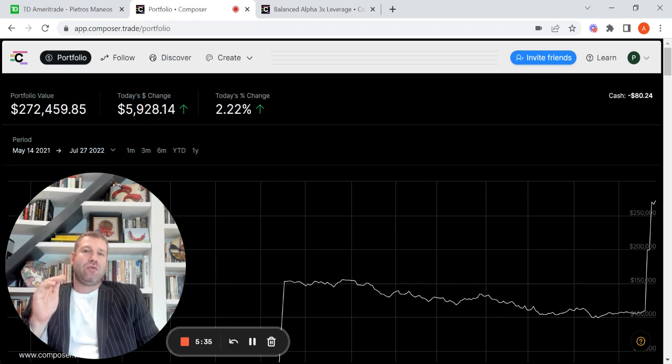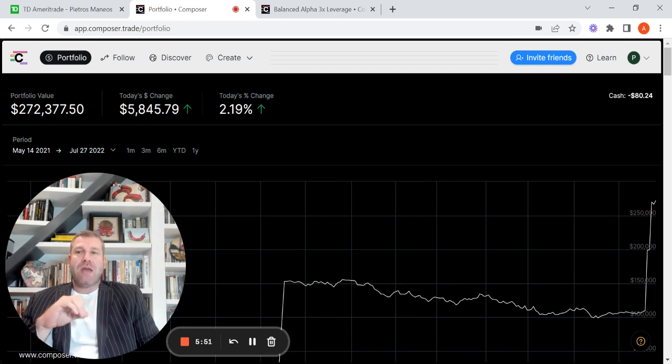I was able to roll the one sub account, which was running Balanced Alpha, into Balanced Alpha that I had recreated in Composer, and the same with All Weather. So they just went neatly into the same exact strategy, but this time it was organized in Composer as opposed to having to do it manually.